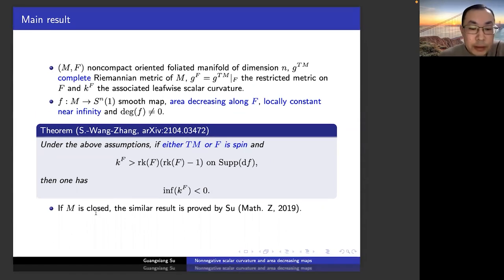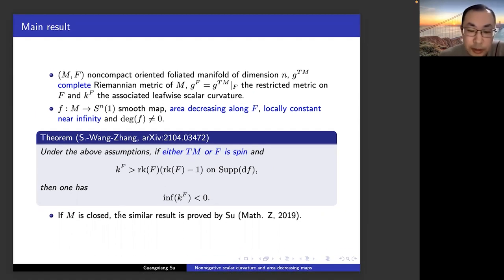If M is closed, a similar result is proved by me in this paper, with the method.